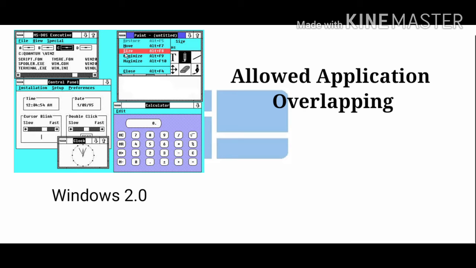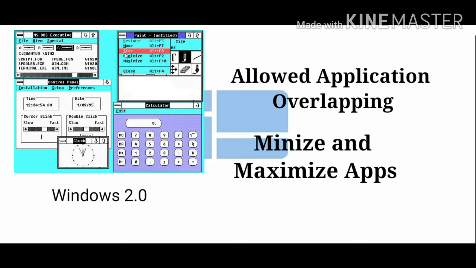Unlike its predecessor Windows 1.0, which could only display tiled windows, Windows 2.0 also introduced more sophisticated keyboard shortcuts and the terminology of minimize and maximize as opposed to iconize and zoom in Windows 1.0. The basic Windows setup introduced here would last through Windows 3.1.